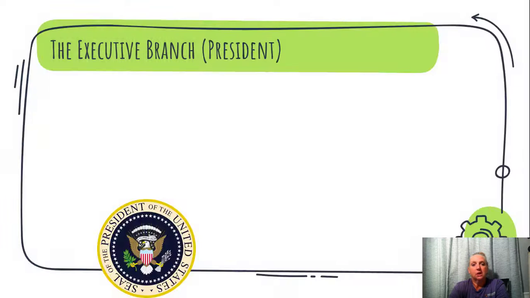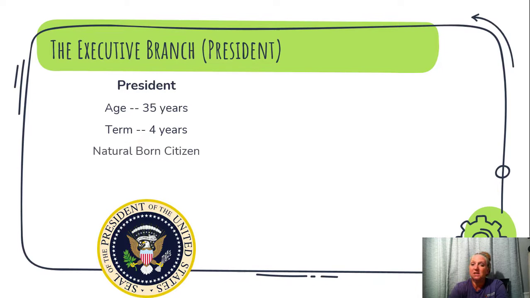All right. So the executive branch, the president, you need to understand the president needs to be 35 years of age, and this applies to the vice president as well. The president will be elected for a 4-year term. They must be a natural born citizen. So what this means is when they are born, they get citizenship in this country, for the United States.